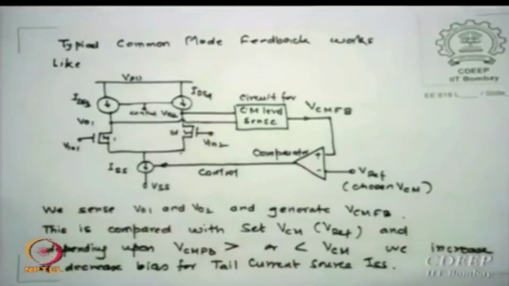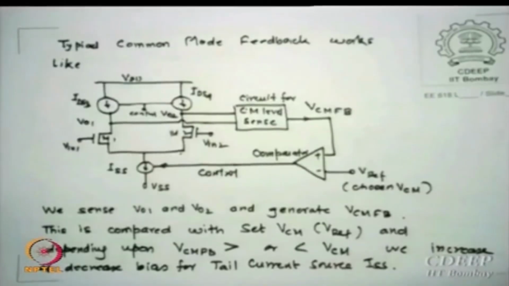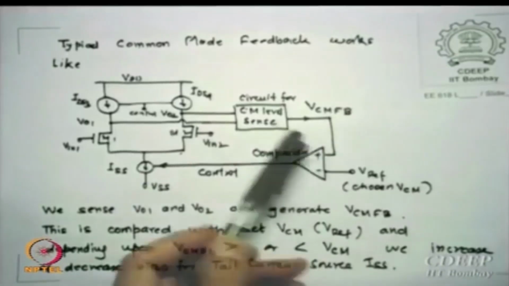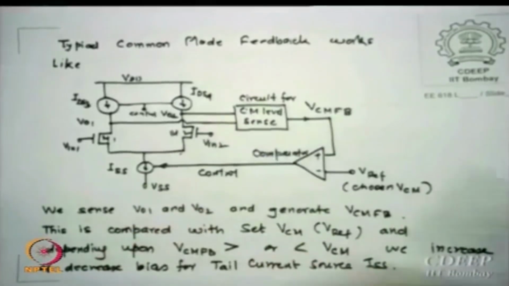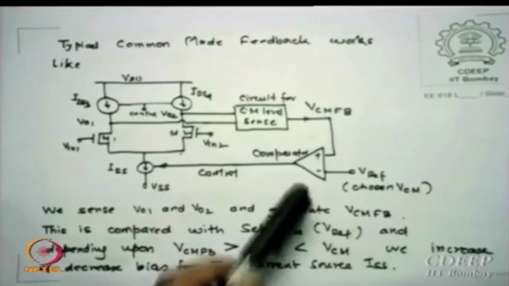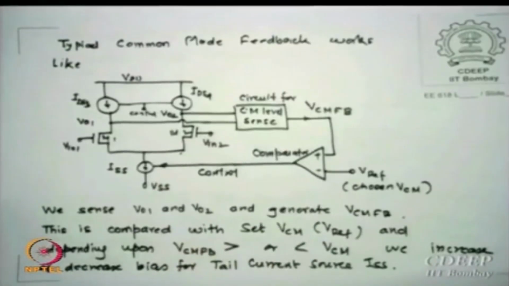I actually do one thing: I figure out what VO1 and VO2 are, so I must first sense them. There is a circuit called the common mode sense circuit. It figures out the VO1 and VO2 values. Then from those two values it generates what we call the CMFB voltage, VCM. Then we compare it with the desired value, the chosen VCM, which is called the reference voltage, in a comparator.